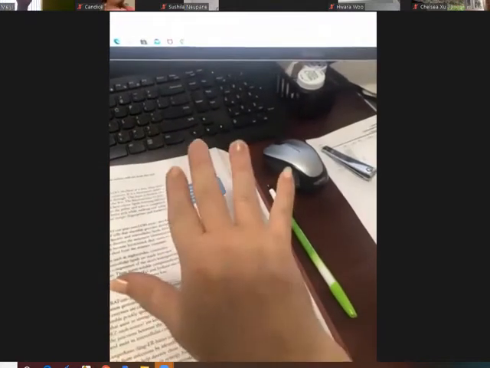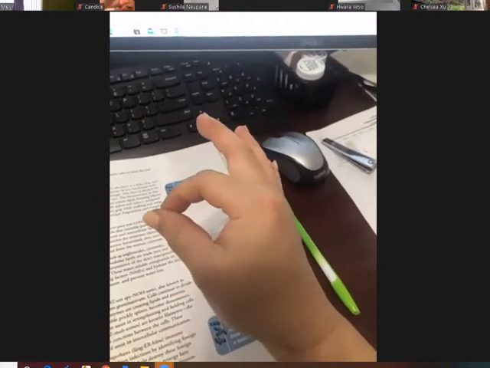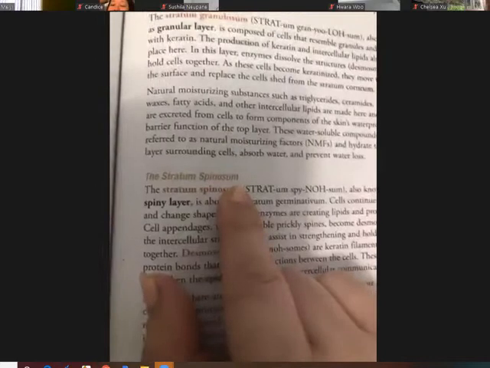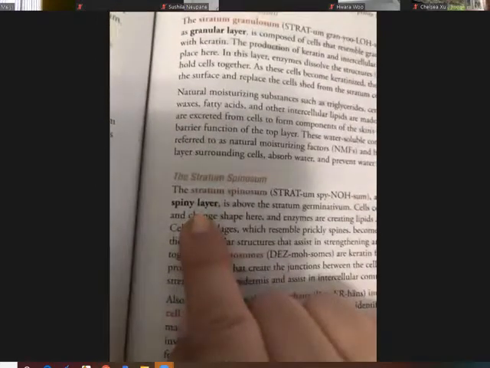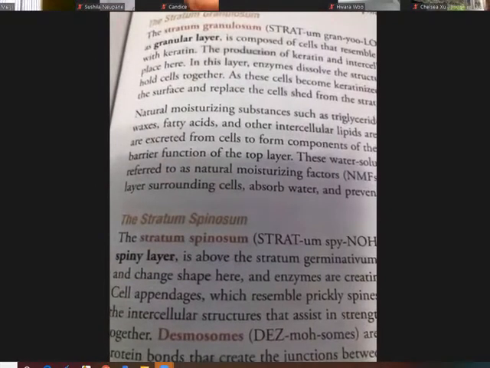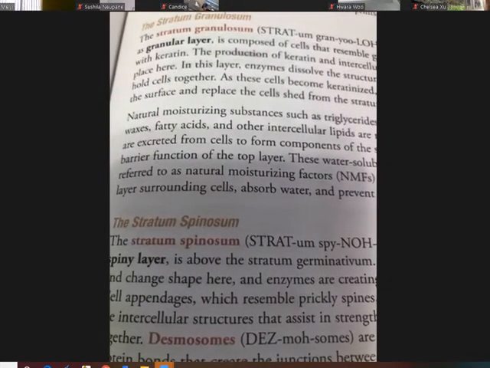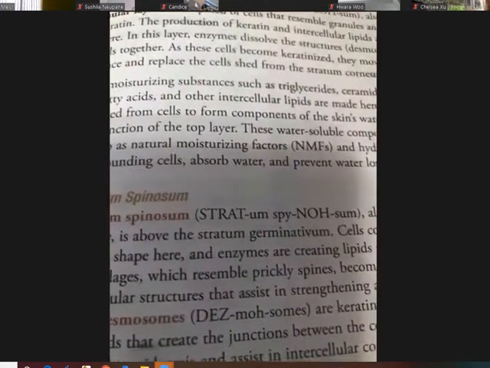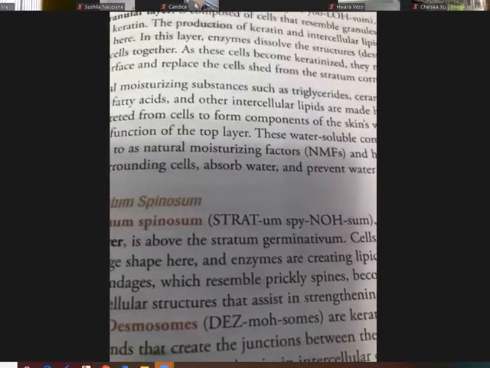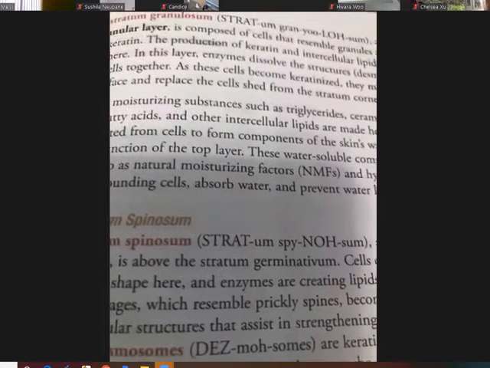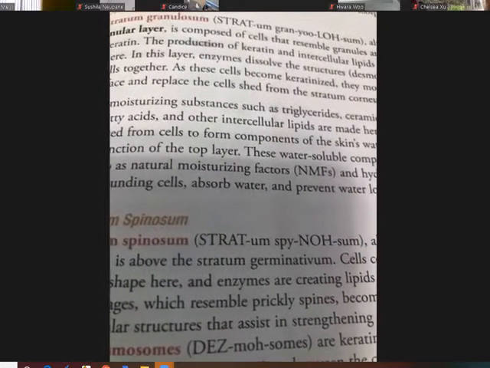Okay, so far okay? Understand so far? Good. Okay, now the fourth layer, stratum spinosum. The stratum spinosum is also called the spiny layer. Why is it called the spiny layer? It's because the cells look spiny. Okay, I'll show you a picture of the spiny layer cells.